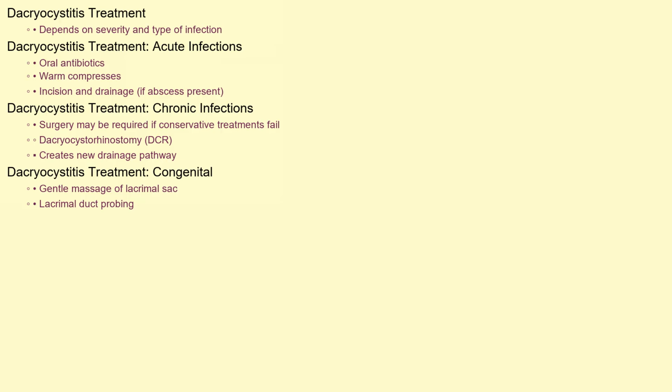The most common surgical procedure is dacryocystorhinostomy, or DCR, which creates a new drainage pathway from the lacrimal sac directly into the nasal cavity, bypassing the blockage. In infants with congenital dacryocystitis, gentle massage of the lacrimal sac may help to open the blocked duct. A lacrimal duct probing may also be performed to open the blocked nasolacrimal duct.